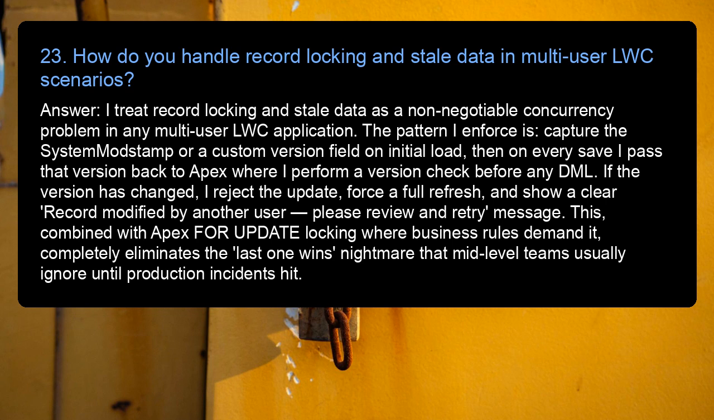If the version has changed, I reject the update, force a full refresh, and show a clear "record modified by another user, please review and retry" message. This, combined with Apex FOR UPDATE locking where business rules demand it, completely eliminates the last one wins nightmare that mid-level teams usually ignore until production incidents hit.